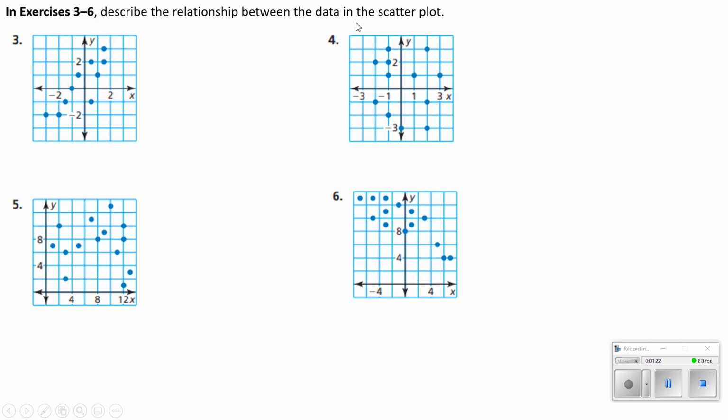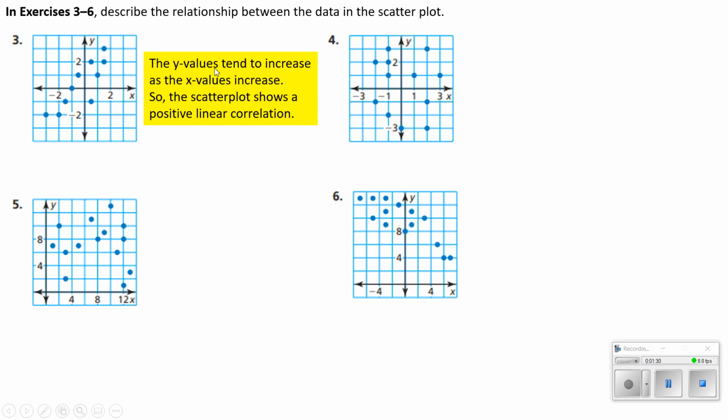Describe the relationship between the data and the scatter plot. This data is going up from left to right on the graph. This has a positive correlation. The y values tend to increase as the x values increase. So the scatter plot shows a positive linear correlation. Number 4 is yours to do.